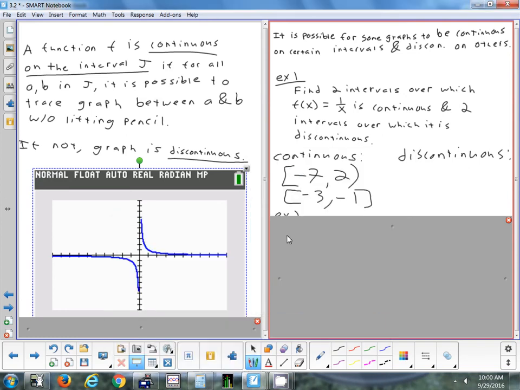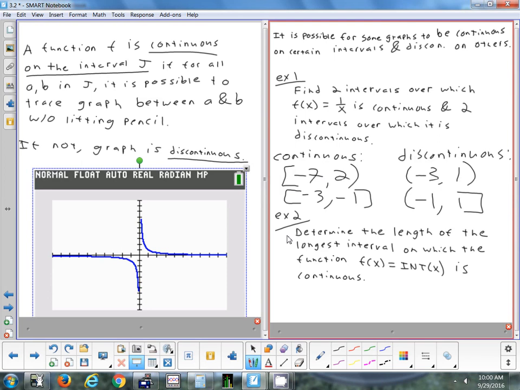Okay, where would this function be discontinuous? As long as you cross a certain number, you got to lift your pencil to cross this number. Yep. -3 to 1. Sure. I'm being pretty liberal about my using parentheses or brackets. It doesn't matter. Okay. Anybody give me one more interval where it's discontinuous? Cody? -1 to 1. Yeah, -1 to 1. As long as you cross 0, you've got to lift your pencil to cross 0. Okay?